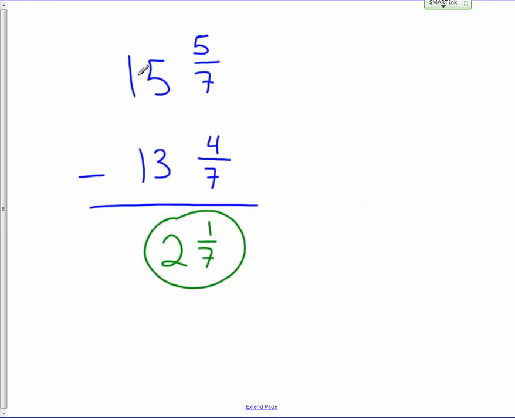And I gave you this one at the end just so you'd remember that you don't always have to rewrite it with the common denominator. There already is the same denominator, and you don't always have to borrow. So 5/7 minus 4/7 is 1/7, and 15 minus 13 is 2.